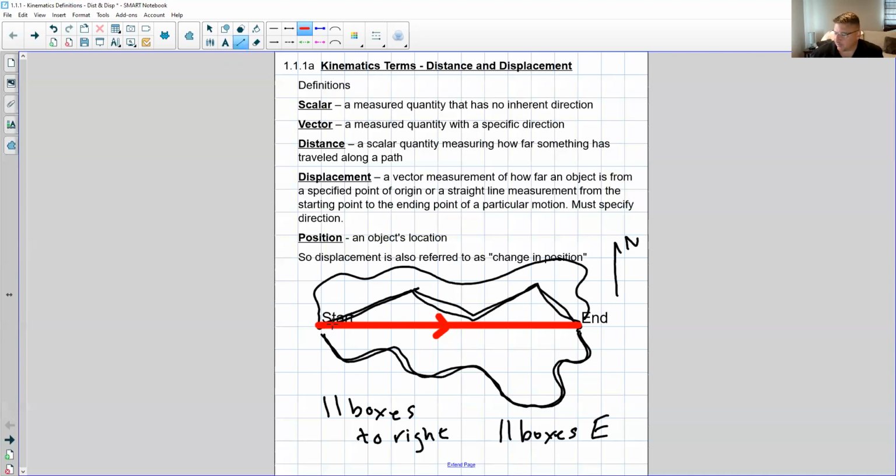So if an object traveled along this path from start to end, the distance and displacement would have the same amount or magnitude, right? So the magnitude of the displacement is 11 boxes. The direction for the displacement is to the right or east. The distance traveled, if an object were to go along that path, would be 11 boxes. So we could say that the distance could be the scalar part of displacement.